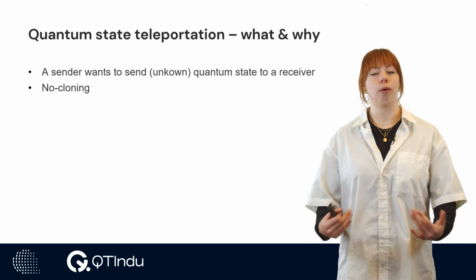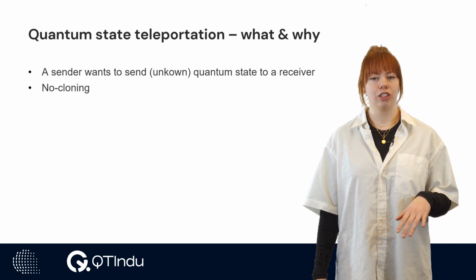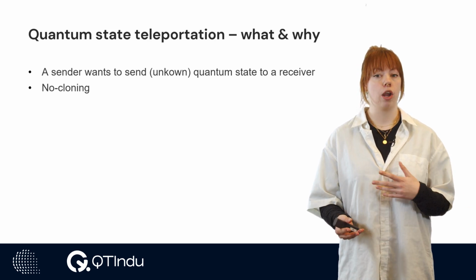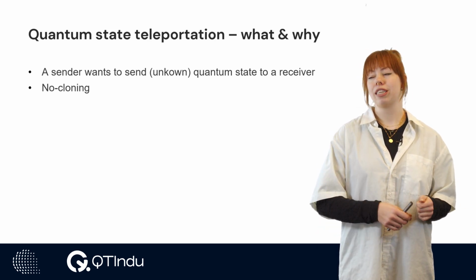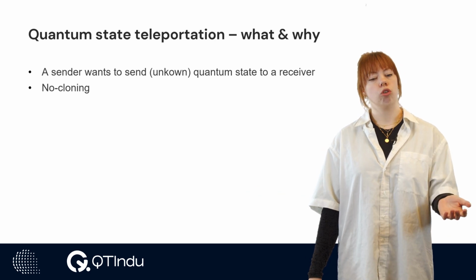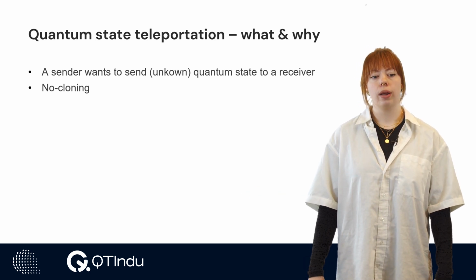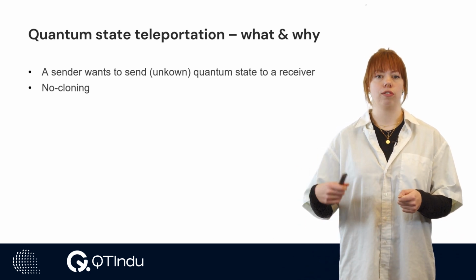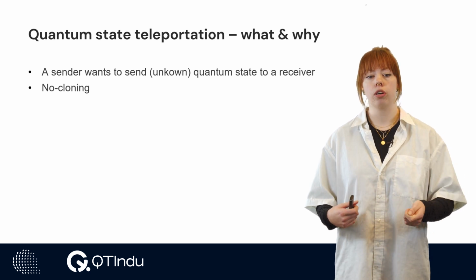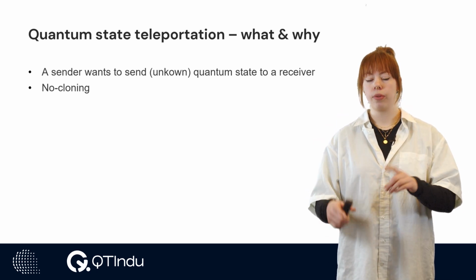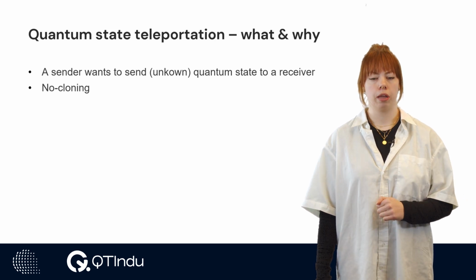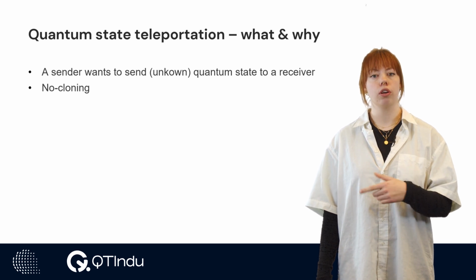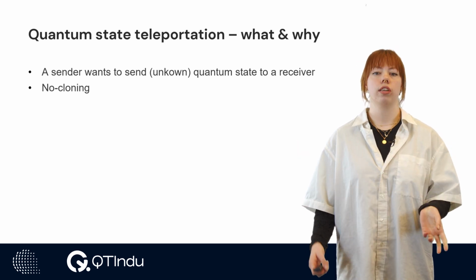What is it and why would we want to use it? Quantum state teleportation is an application where some sender has a quantum state. They may or may not know what the state is, and they want to send it to a receiver. As I told you about in submodule 1.2, we have this thing called the no cloning principle, meaning that we cannot just make a lot of copies of this state and try to send them one by one. We only have one shot to do this, and that's where quantum state teleportation comes into play. Here, a sender uses entanglement with a receiver to send or teleport their state across.